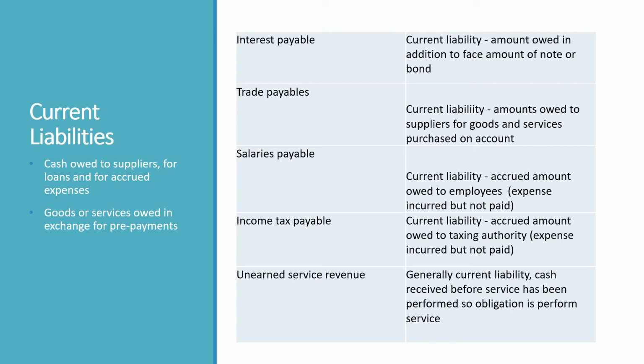And this is where a customer has paid in advance for goods or services. So it's generally going to be a current liability because they're not going to pay for more than a year in advance. So the cash has been received before the goods or services have been delivered or performed. So the obligation is to perform the service or deliver the goods. So those are all examples of current liabilities.